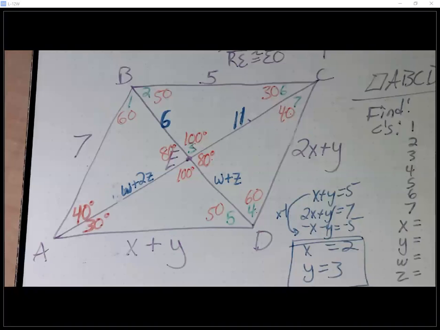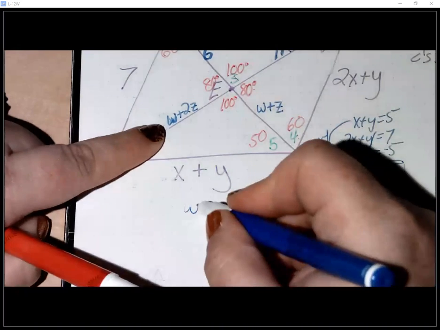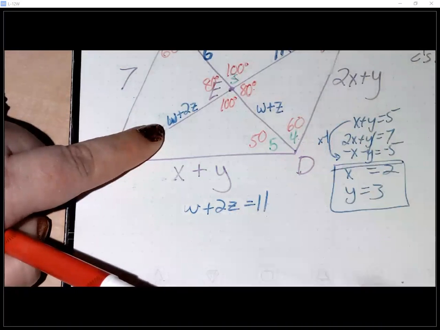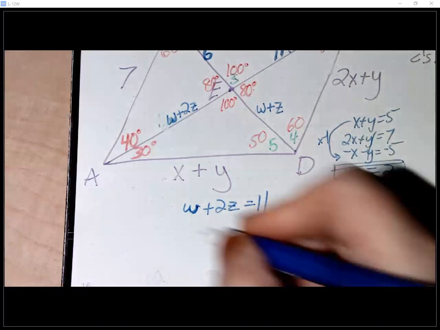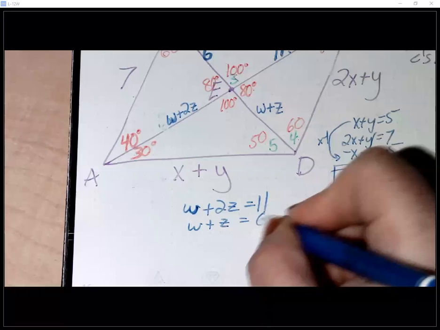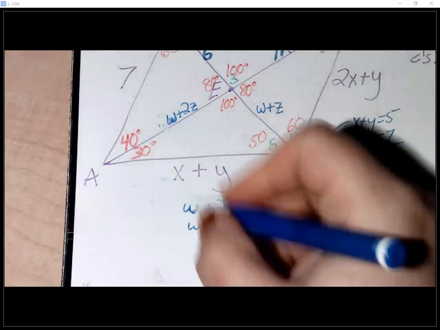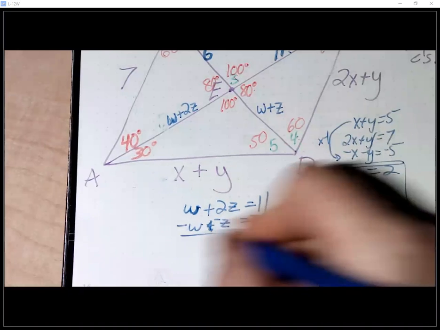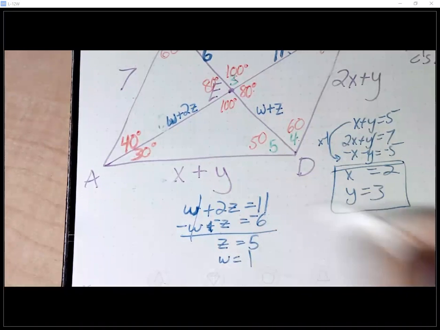These are pieces of the diagonals. We just proved that the diagonals bisect each other. So I hope you wrote the following two equations. One is that W plus 2Z is going to equal 11. But again, I can't solve it because I have two variables, so I look to the other diagonal. W plus Z equals 6. Now you can solve the system however you choose. If I multiply this whole thing by a negative and add them together, that's gone. I get Z equals 5. Once I know that Z is 5, I can plug it back in and find that W has got to be 1. Did you get those values? You did. Aren't these fun?